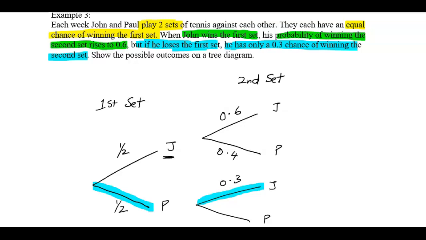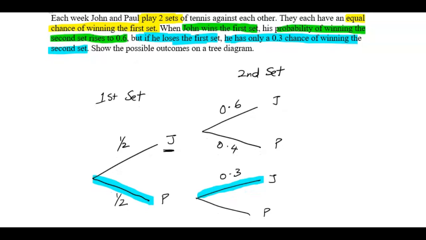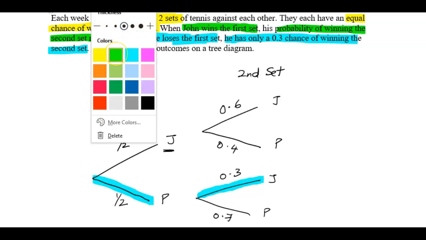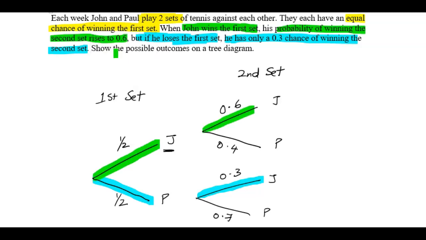So which means the chances of him losing the second one is going to be 0.7. Right, so that's why I said it's really critical that we actually read these questions carefully as we're dealing with the probabilities of this particular question. Obviously this question just wants us to show the outcomes in the form of a tree diagram. You can list the outcomes as well and their probabilities.